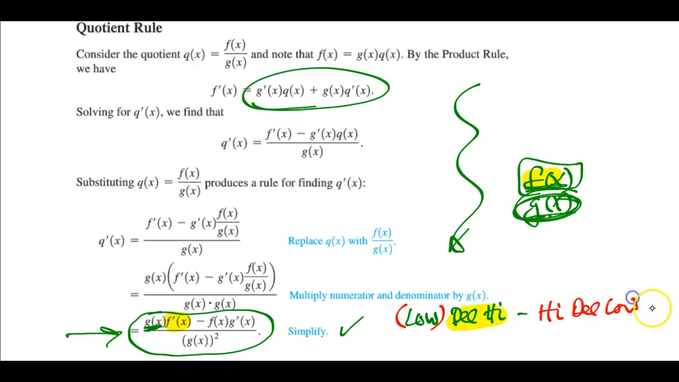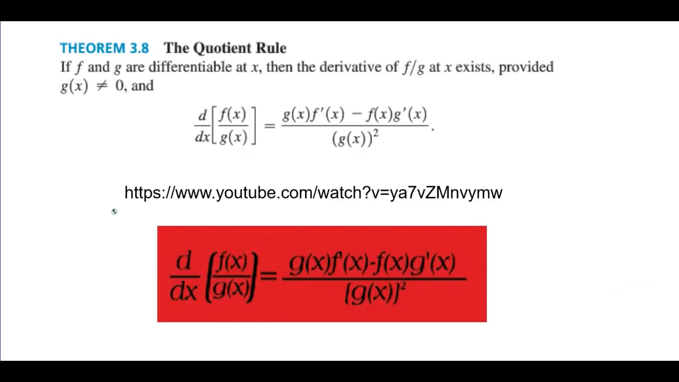All over low squared. You have to come to class to get the actual song, I guess, but low d high minus high d low, square the bottom and off you go. Boop, boop. If you want to just YouTube this, you'll see it's a song that will just get stuck in your head.